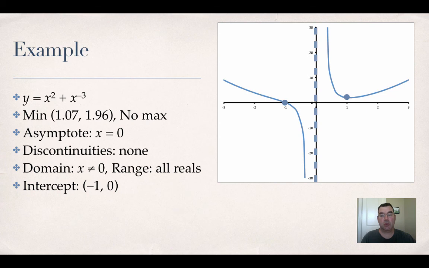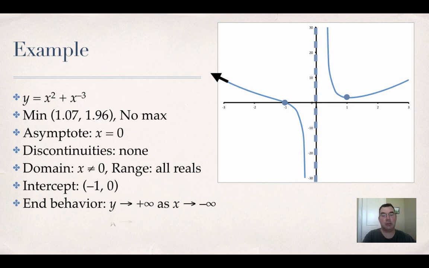The intercept, there is only one x-intercept, and that is at (-1, 0). And then the end behavior, as x goes to negative infinity, y is going to go to positive infinity. So that's why the arrow goes up and to the left. And as x goes to positive infinity to the right, y is also going to go up to positive infinity. So that's why that arrow goes up and to the right.